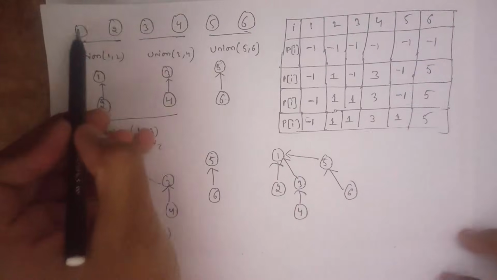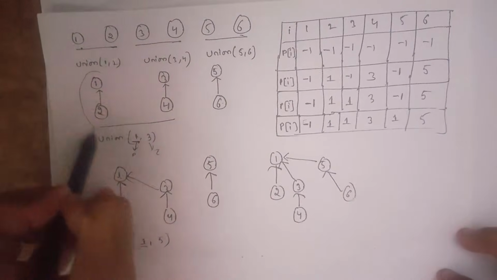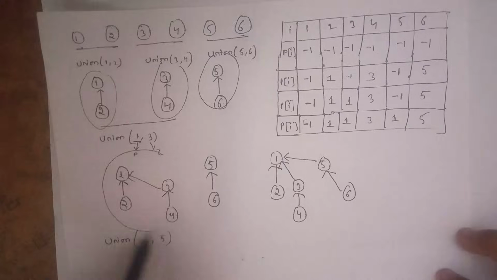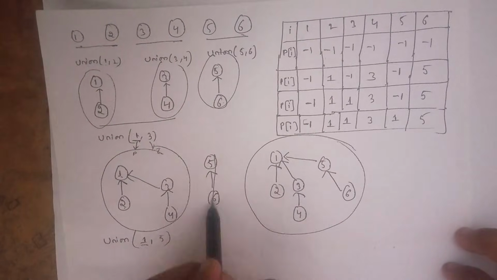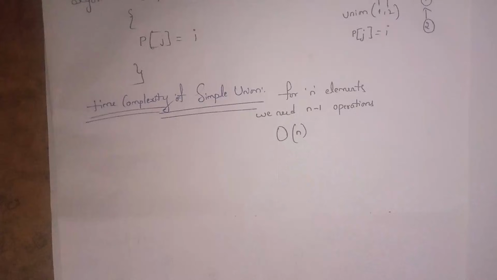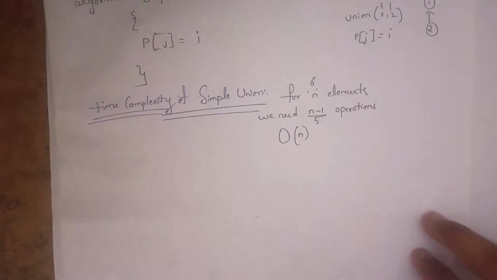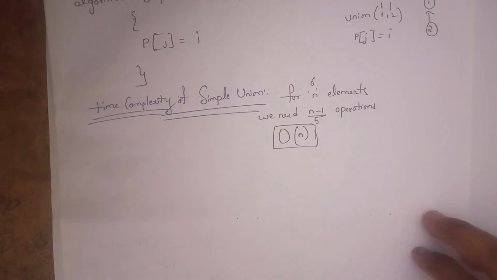So total there are 6 elements, 1, 2, 3, 4, 5, 6. For 6 elements, we performed 1, 2, 3, 4 and 5 operations. This tree is as it is, don't consider this tree. So for 6 elements, we need to perform 5 operations. So for n elements, we need to perform n minus 1 operations. So time complexity is big O of n. Next I will explain what is simple find operation.